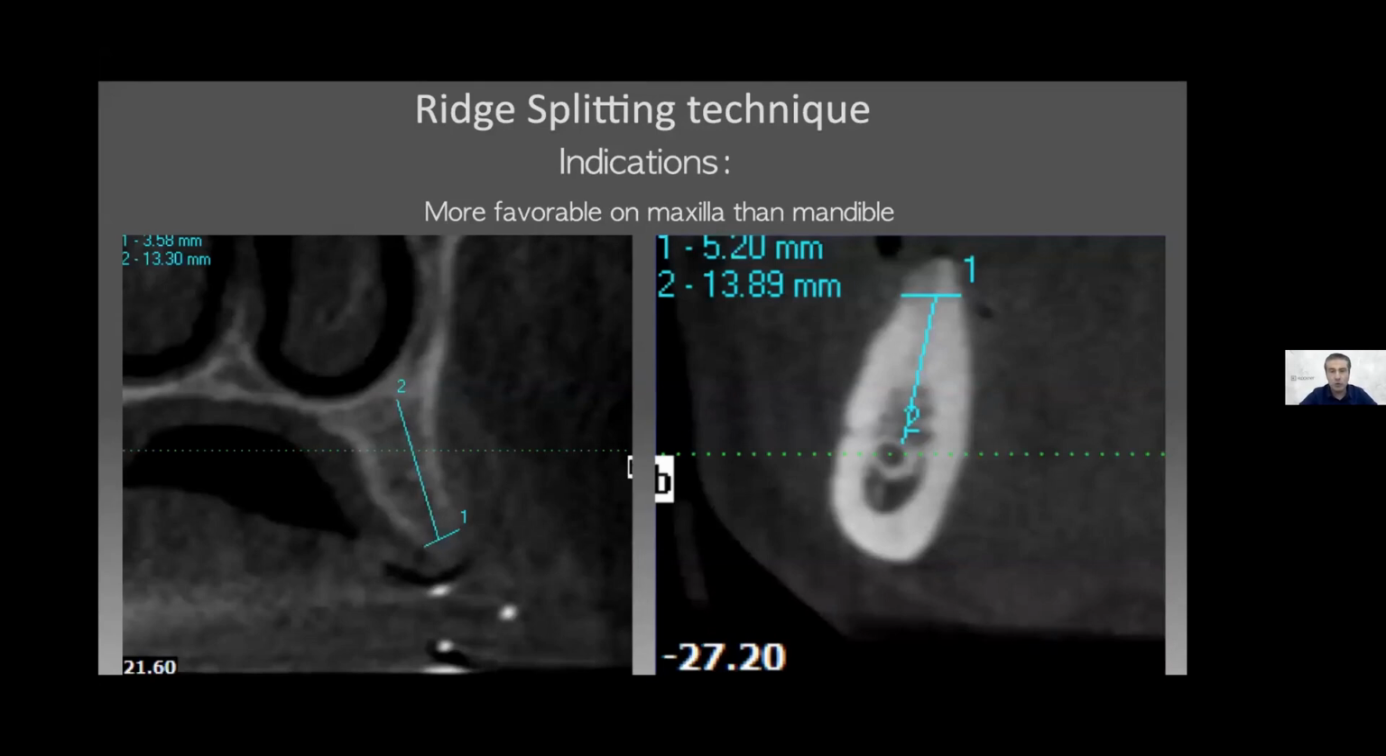We all know that in the maxilla, this technique is easier and more flexible than in the mandible, because we have more spongious bone and the bone is more elastic and flexible. If you look at this CBCT of the mandible, in this condition we cannot make the split technique because we don't have this 1 millimeter of spongious bone. So it's a contraindication here.